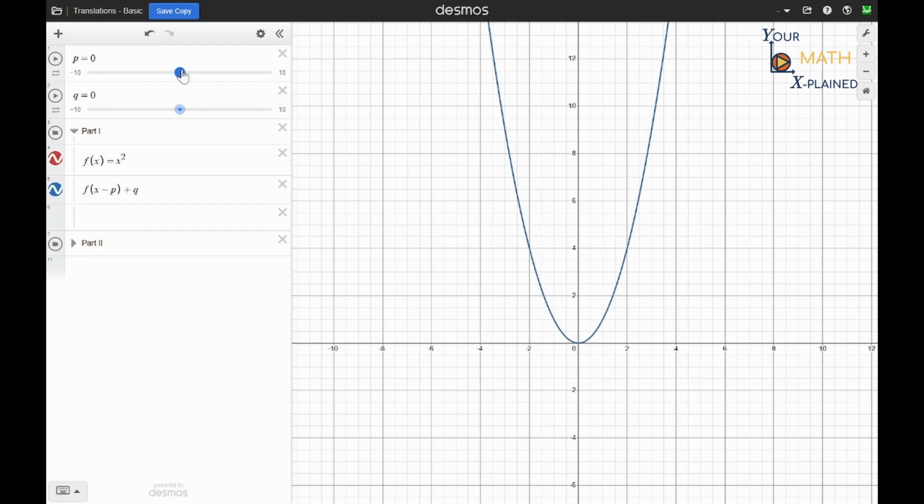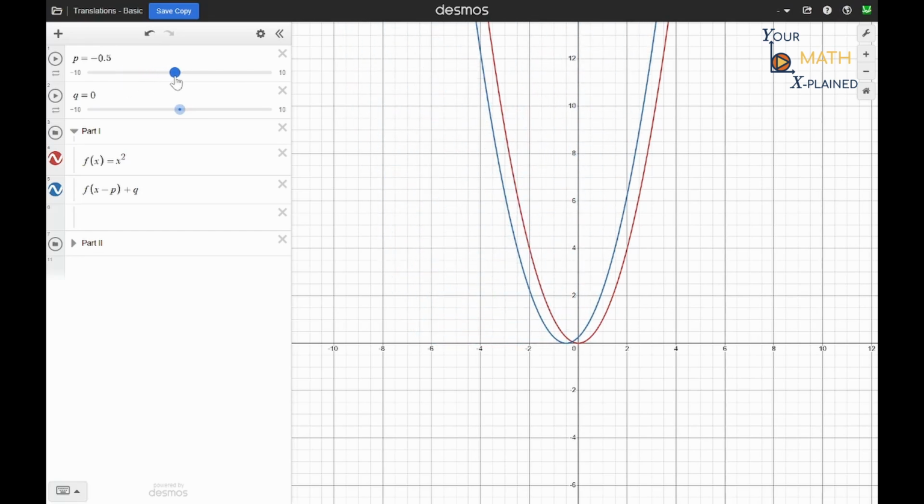Next, we are going to change our p-value. If I were to increase my p-value, see how the blue graph is now shifting towards the right. Similarly, if I make my p-value negative, it is shifting towards the left compared to the original graph.